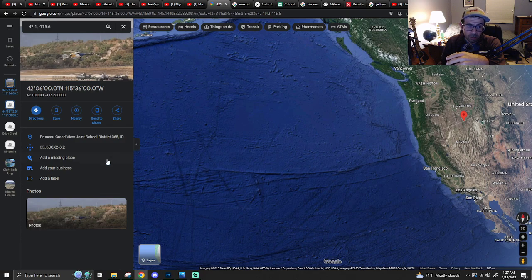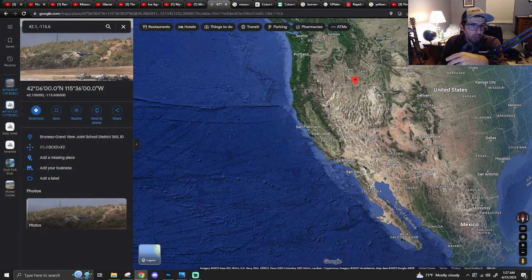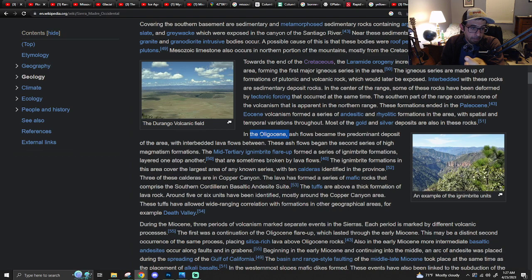But then later on, the current is caused to come over this way and fill in here, once they were further apart. Okay, so that kind of makes sense. The igneous series are made up of a formation of plutonic and volcanic rock, which would later be exposed. Interbedded with these rocks are sedimentary deposit rocks. In the center of the range, some of these rocks have been deformed by tectonic forcing that occurred at the same time.